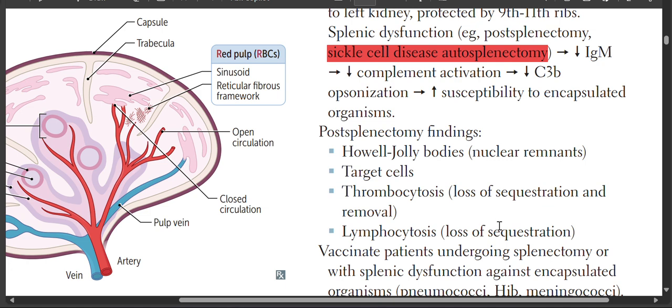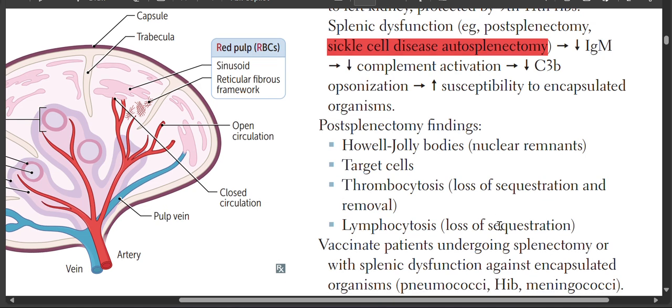So now let's say someone does not have a spleen. What will you find in the blood? Couple of things. You'll see Howell Jolly bodies. Basically these are nuclear remnants. They just tell us that these are nuclear remnants. But which cells actually present Howell Jolly bodies? What do you guys think?